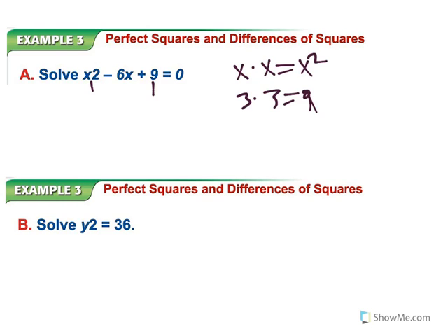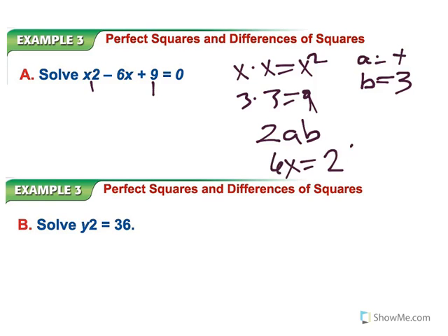Also, the next thing we want to check is whether or not the middle term is equal to 2ab. In this case, a is equal to x, and b is equal to 3, because that's the square root of 9. So we have 6x equal to 2 times a times b, where a is x and b is 3, which checks out as well. So this is a perfect square trinomial.